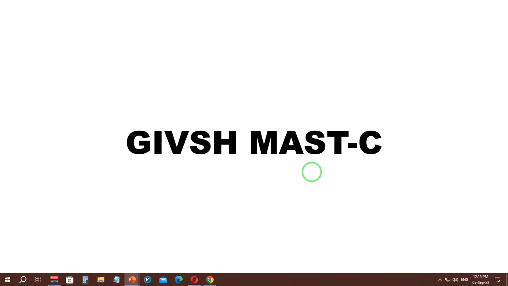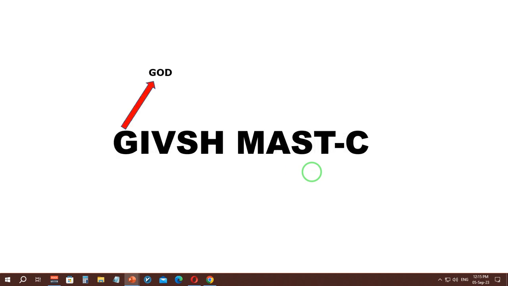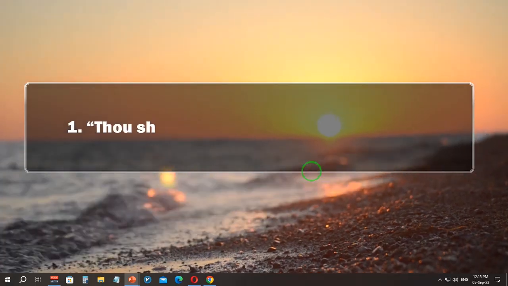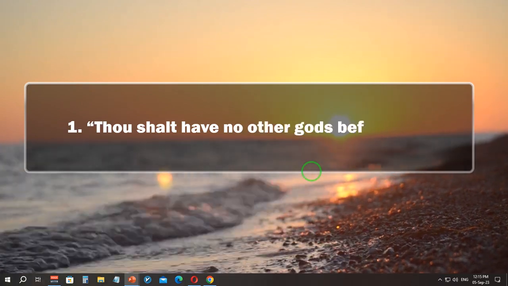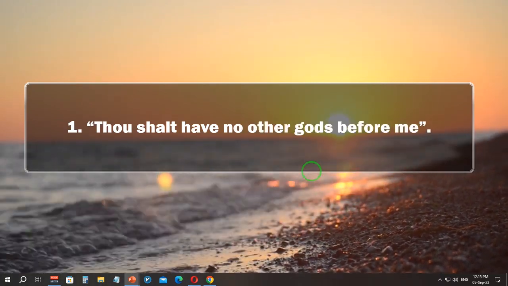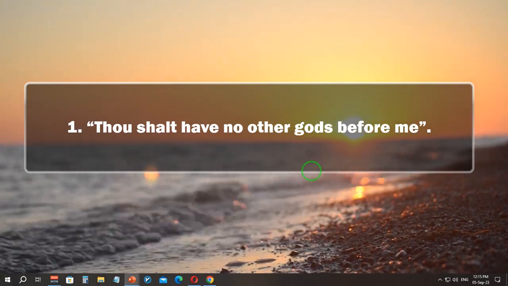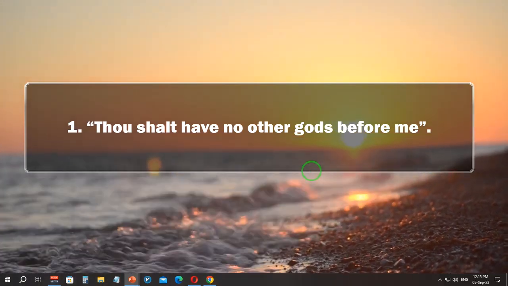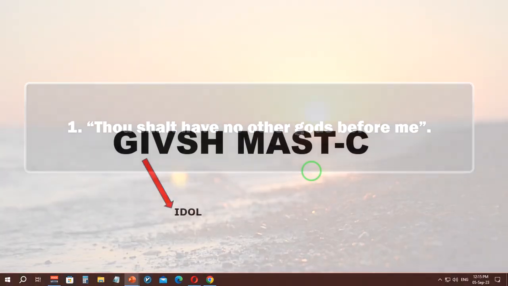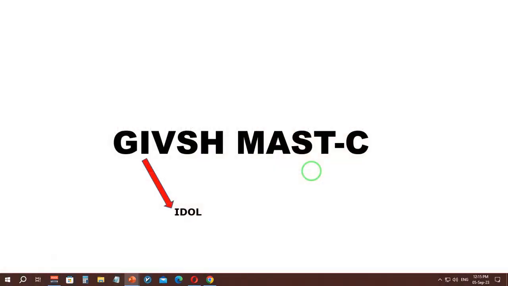If we look at the first letter, G, it represents God. And what is the first commandment? The first commandment says, "Thou shalt have no other gods before me." Hence the G in that word. That's the first commandment. Then the second letter is I.